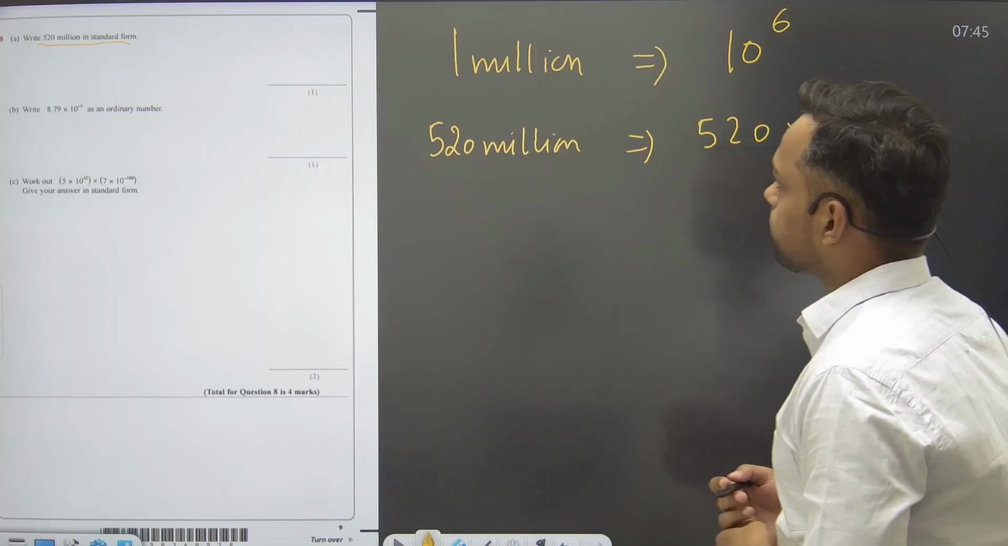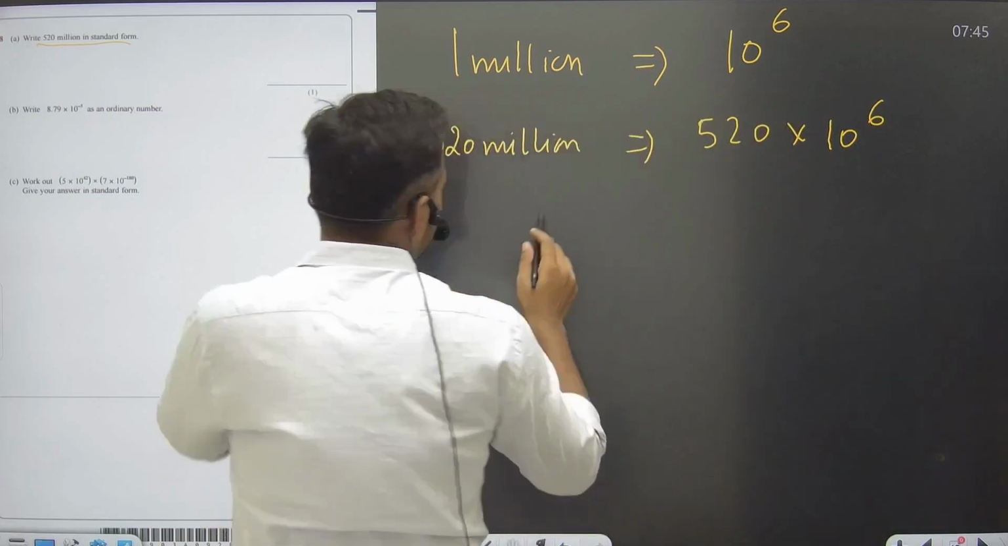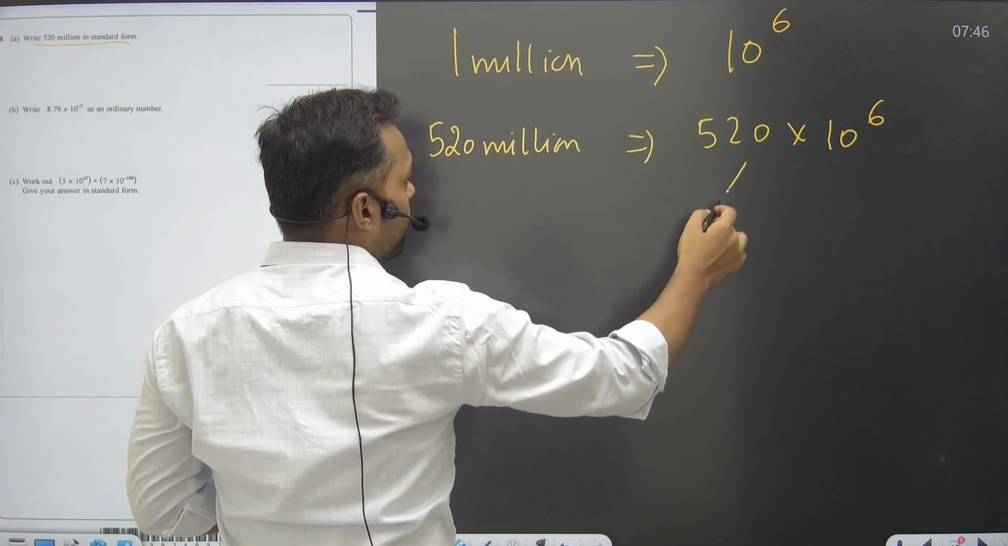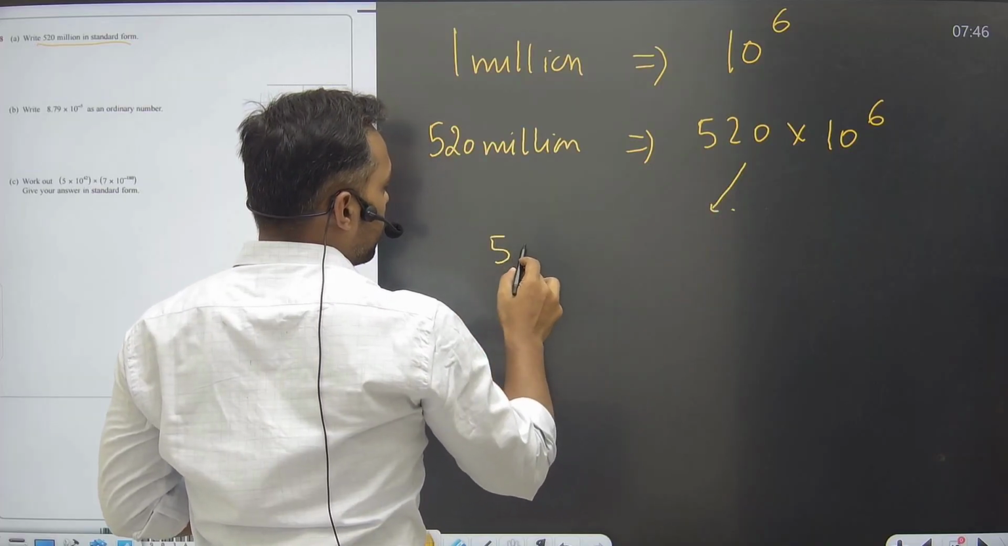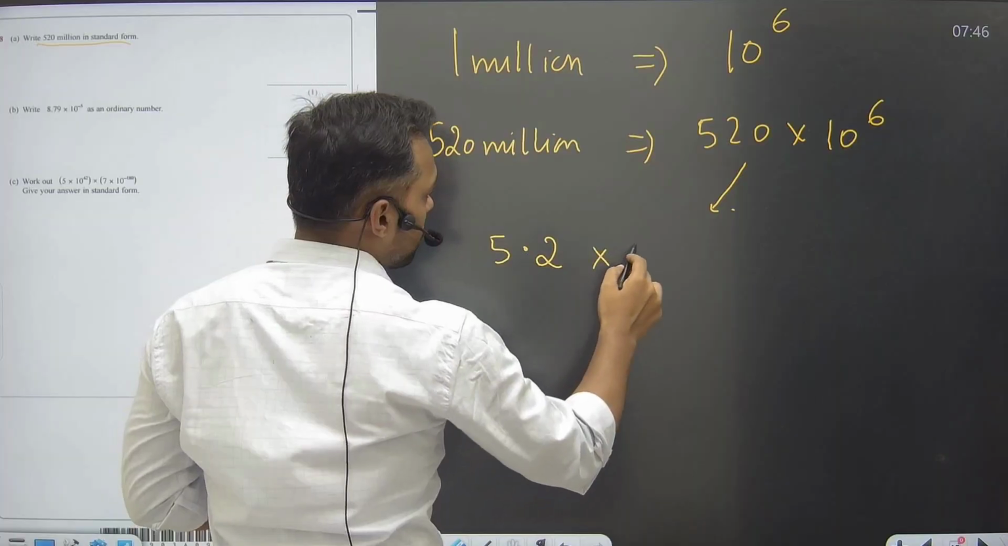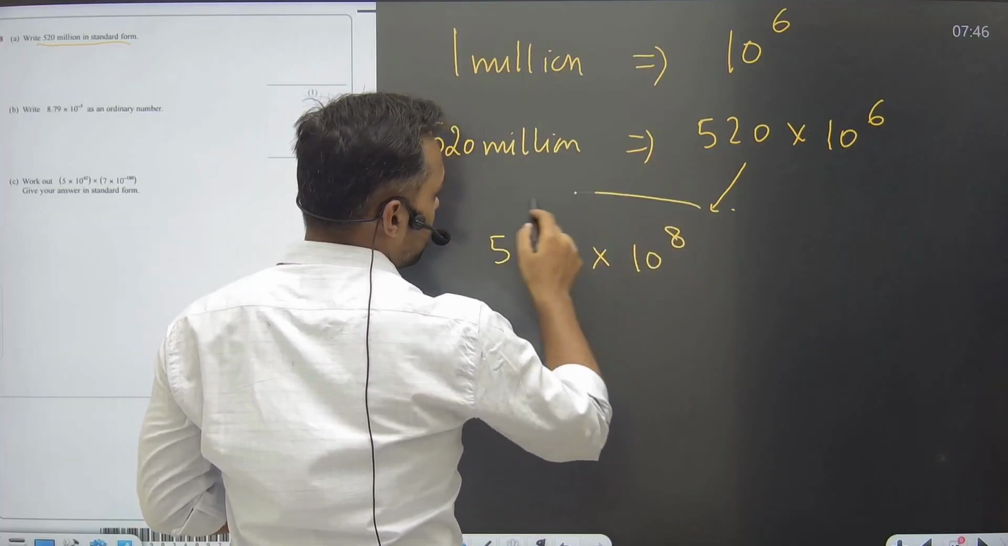Now this is not the standard form, student. We need to fix this. We can write this as 5.2 cross 10 to the power 8. This is the standard form.